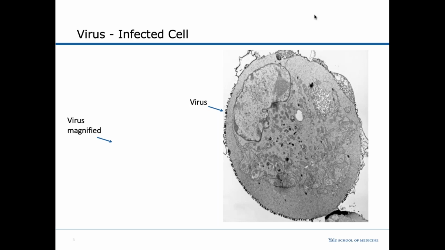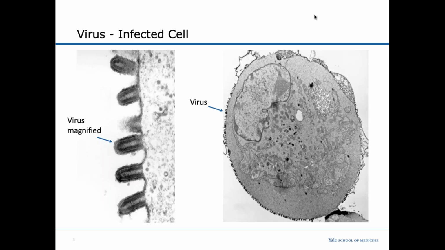This image is of a cell that's infected on the right here. And you see these little projections from around the outside. We can magnify that, and it turns out those are viruses that are budding off the membrane. And you can see there's hundreds of them coming off this cell membrane.